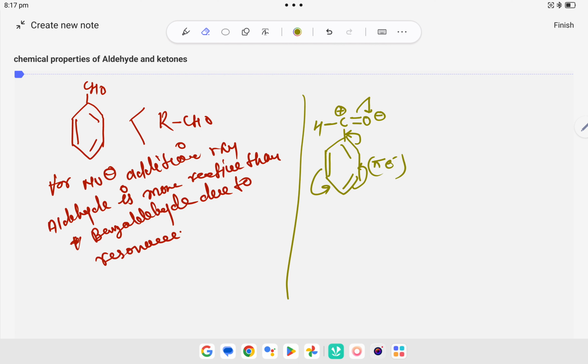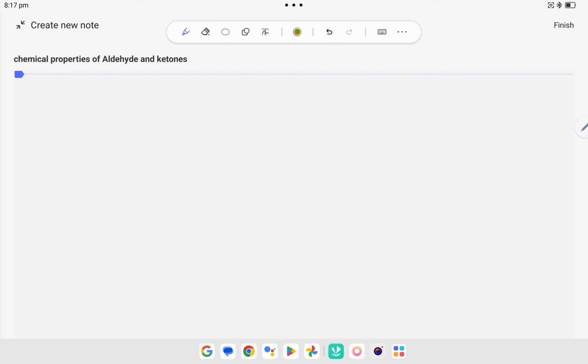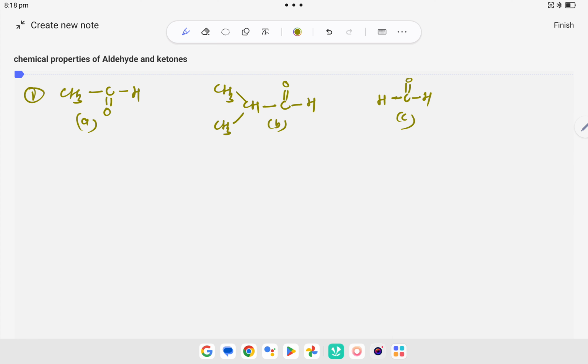So let's solve some problems related to reactivity, children. Question number 1, check it properly. CH3 C double bond O H is A, CH3 CH2 C double bond O H is B, and HC double bond O H is C. What is the order of reactivity here?